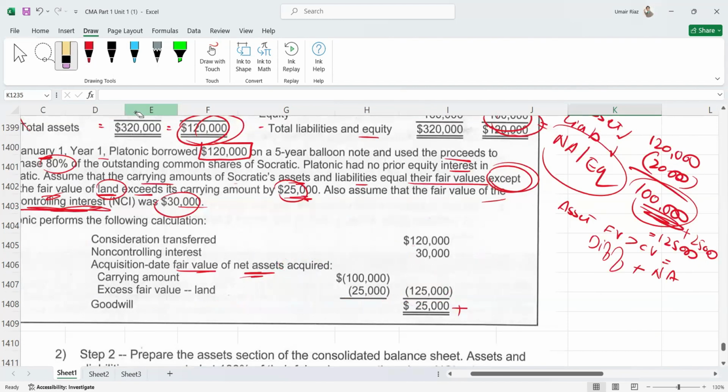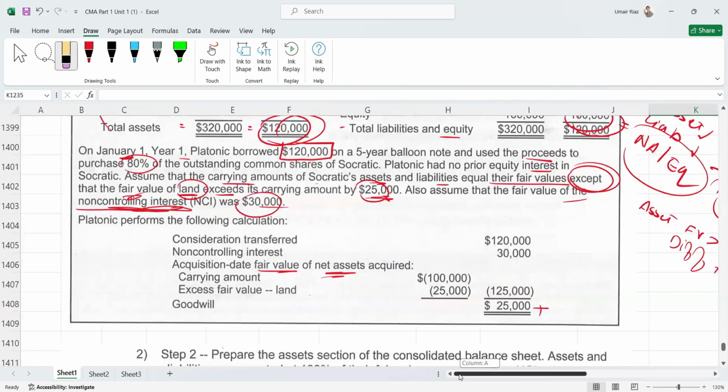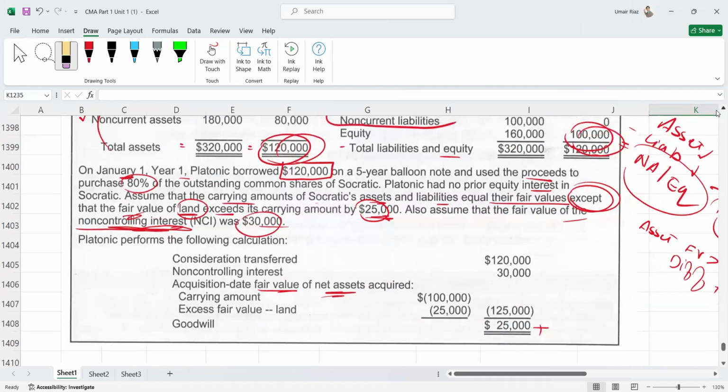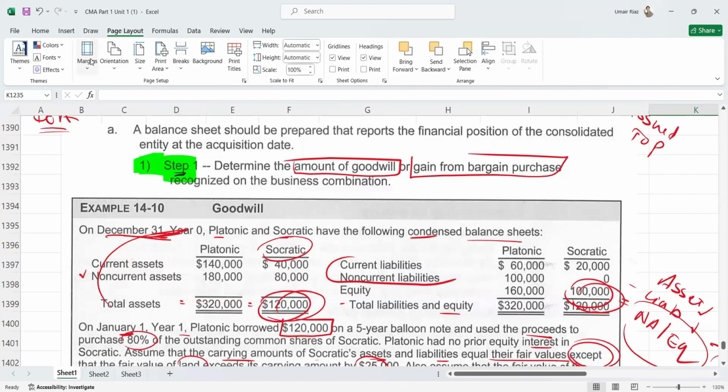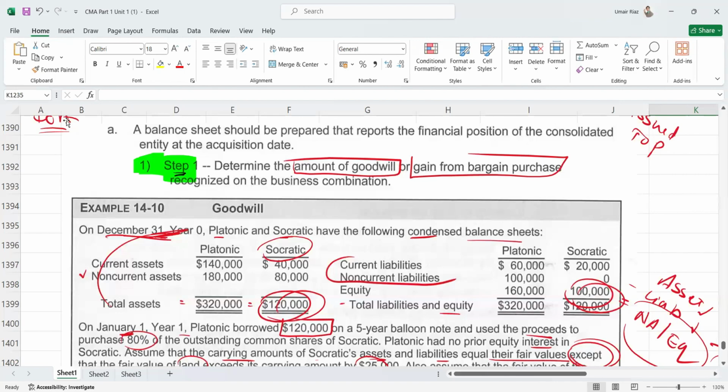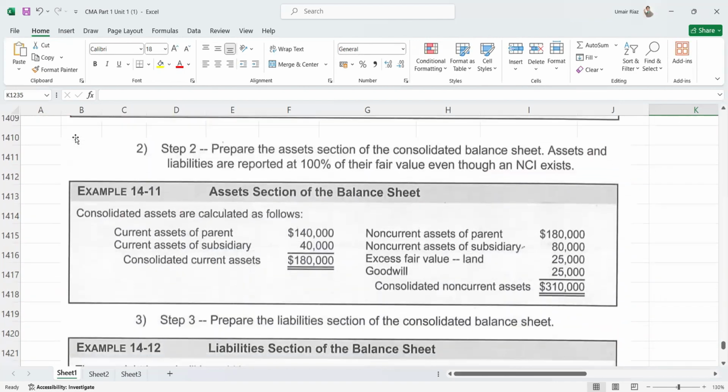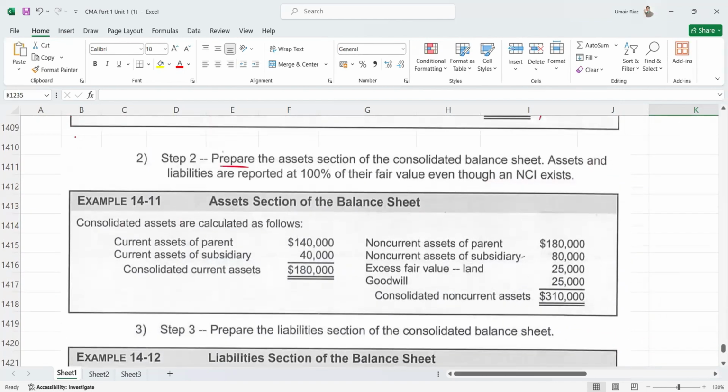Understood? Step number one is done. What's step number one? The first step is to produce the calculation of goodwill or gain from bargain purchase. So this we have done. Step one is over. Understood? Now step two, what is step two? Step two is we have to prepare the asset section of the consolidated balance sheet.